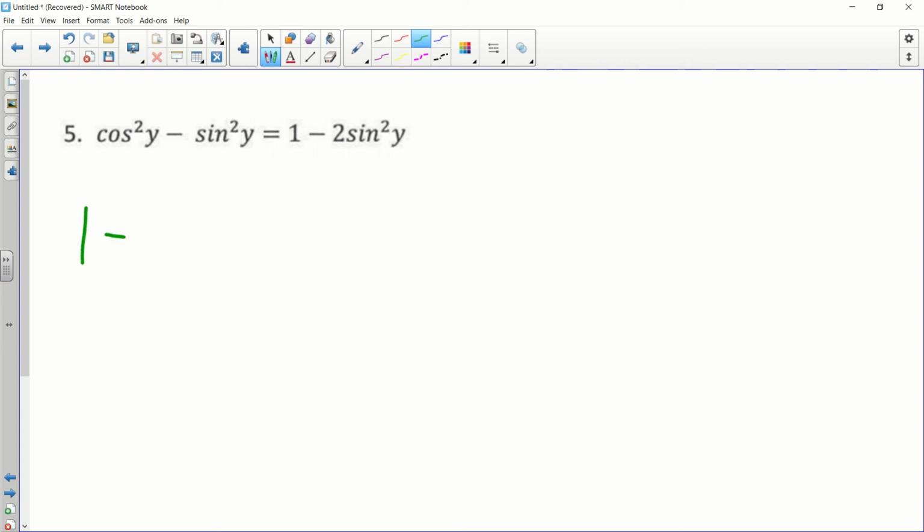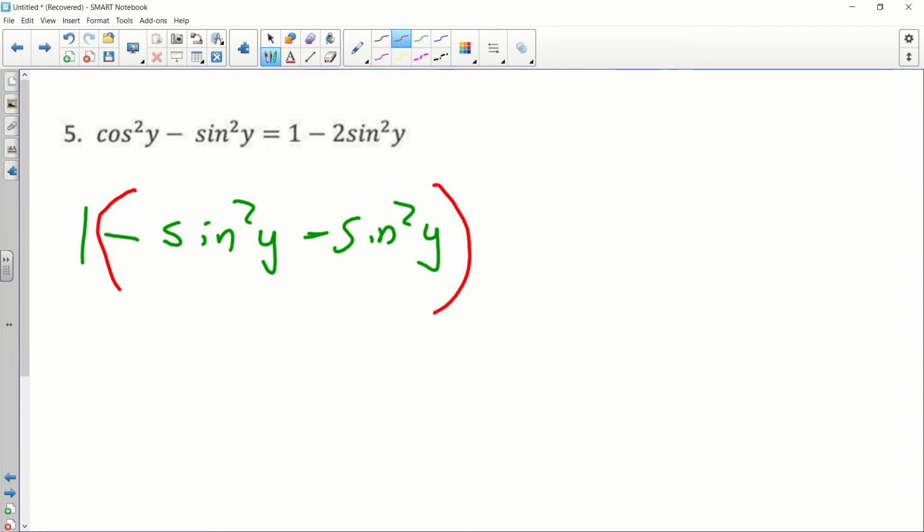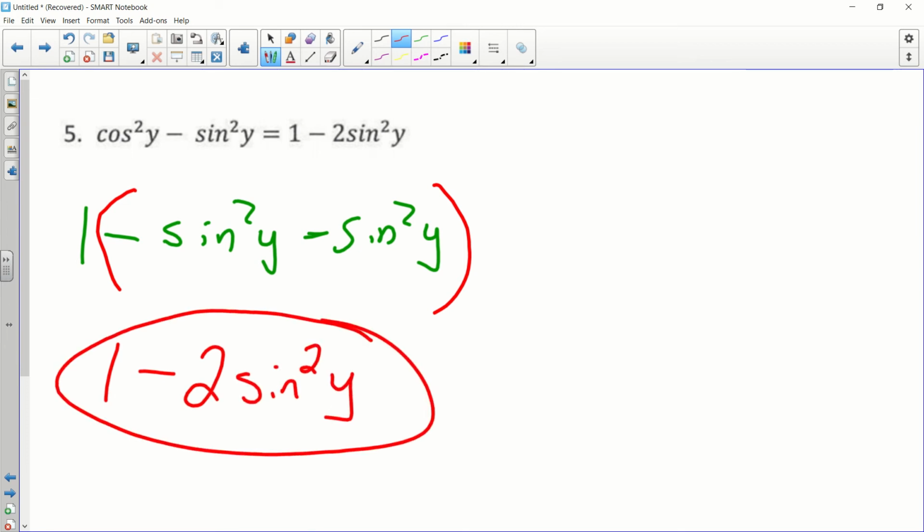Cosine squared of y is equivalent to 1 minus the sine squared, and I still have minus sine squared of y. And now it's all coming together and looks pretty simple. I can combine my negative sine squared of y minus sine squared of y. I have 1 minus 2 sine squared of y. And I have proven that the left does in fact equal the right.